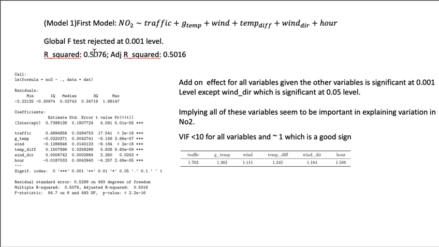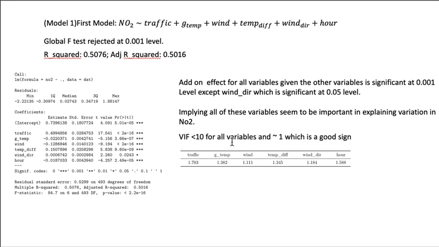So for our first model, we fitted the basic first order model, which looks like this, and the global F test is rejected at the 99.9% level. That is telling us that there are definitely some variables which are important in explaining the linear relationship with NO2. These are the R square and the adjusted R square. We can also see the t values and their corresponding p values. All of them are significant at the 99.9% level except the wind direction variable. So this is a pretty good start.